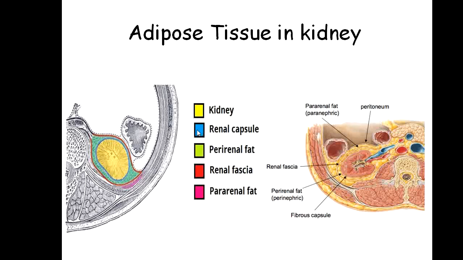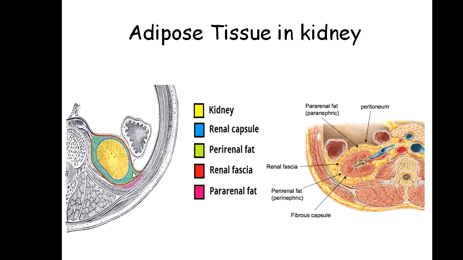This blue color represents what? This represents the renal capsule, the first layer upon the kidney, as I have discussed in the previous slide. This is the renal capsule. The third layer, this greenish layer, is the perirenal fat.